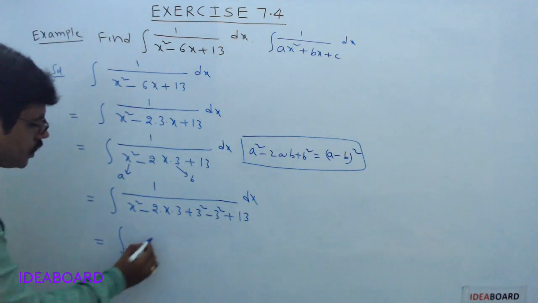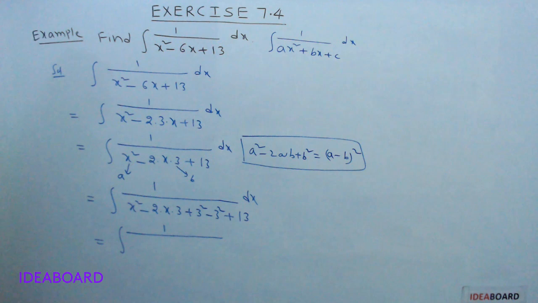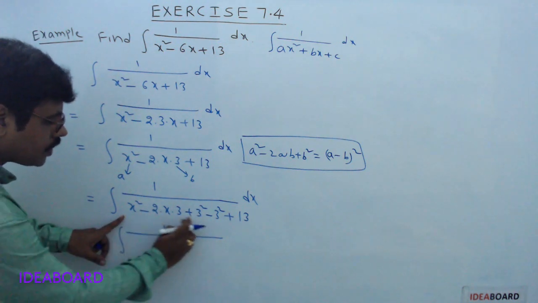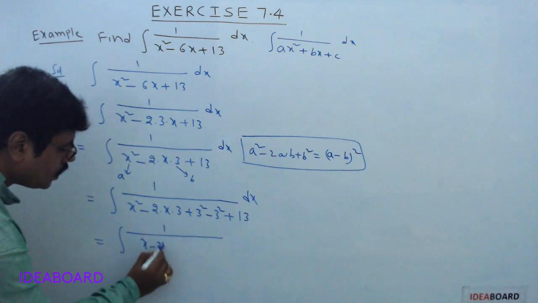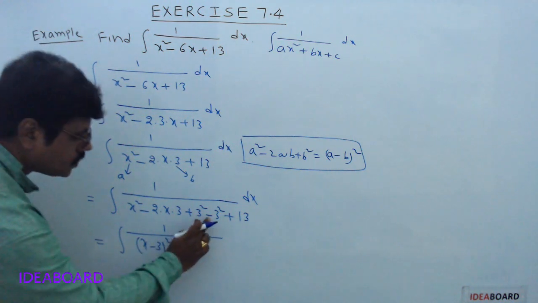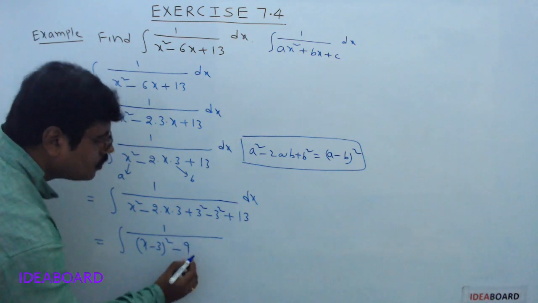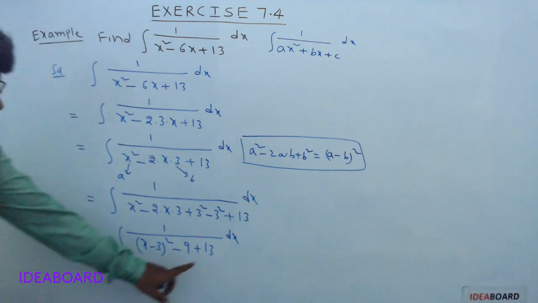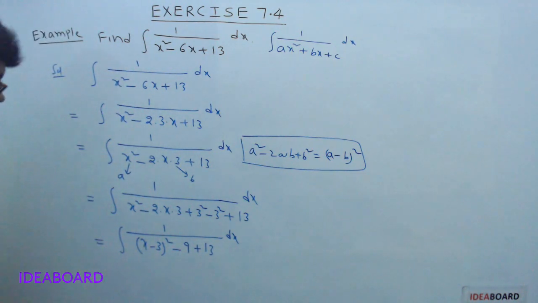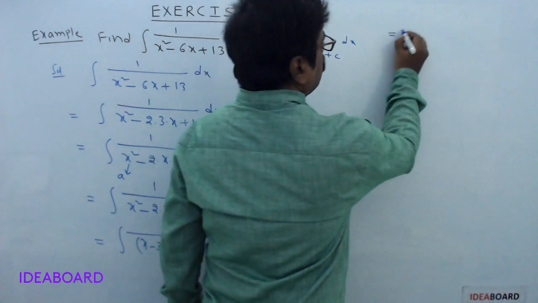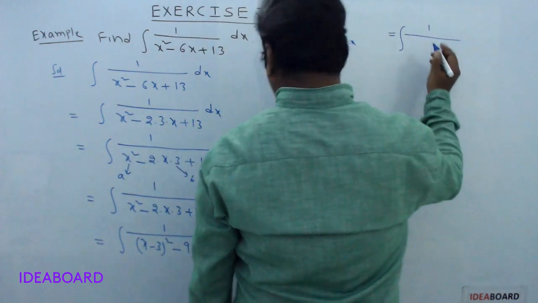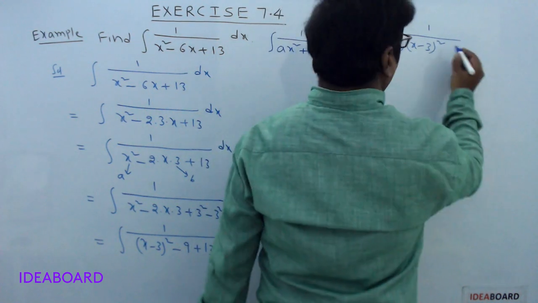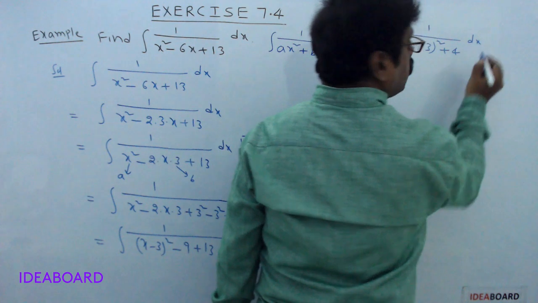Now this is equal to integral 1 divided by the combination of these three terms, which can be taken as (x minus 3) whole square. This is minus 3 square, value 9, plus 13 dx. Now here 13 minus 9 is 4. So it is integral 1 divided by (x minus 3) whole square plus (13 minus 9) plus 4 dx.